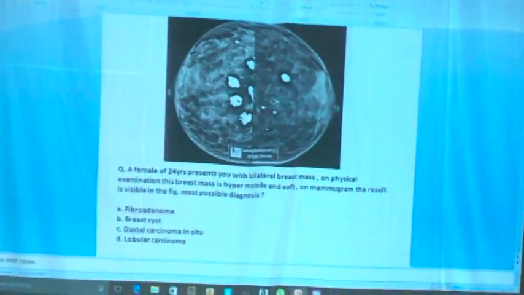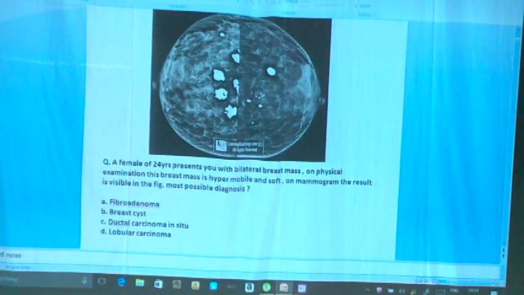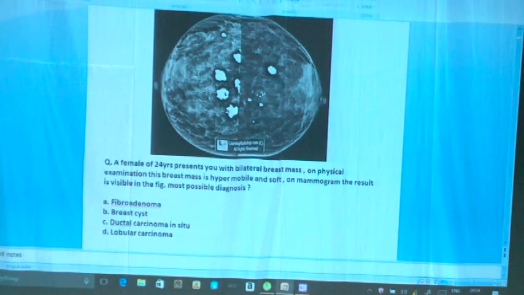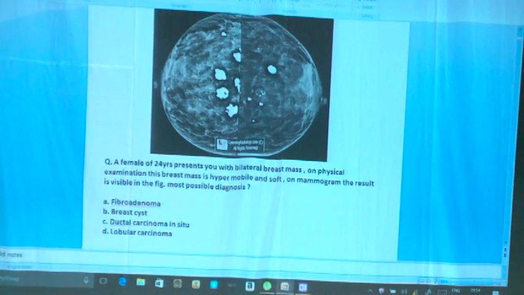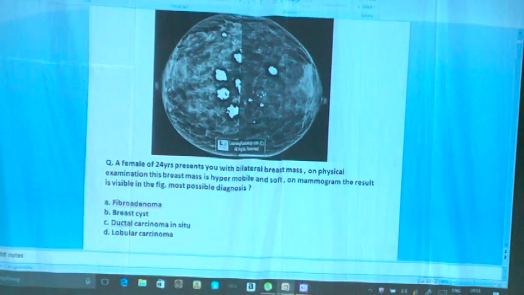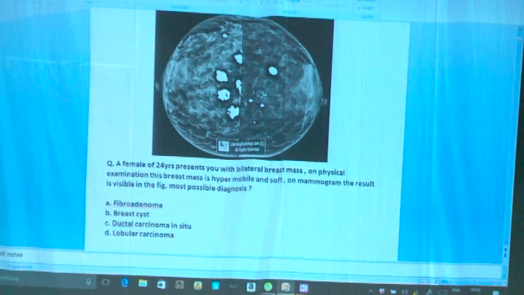Then you see on physical examination the breast mass is hypermobile. Mobility is something that is usually associated with benign condition. Fixity is the condition associated with malignancy. Young female, bilateral presentation, mobile mass. Because it is hypermobile, fibroadenoma is alternately referred to as breast mouse.